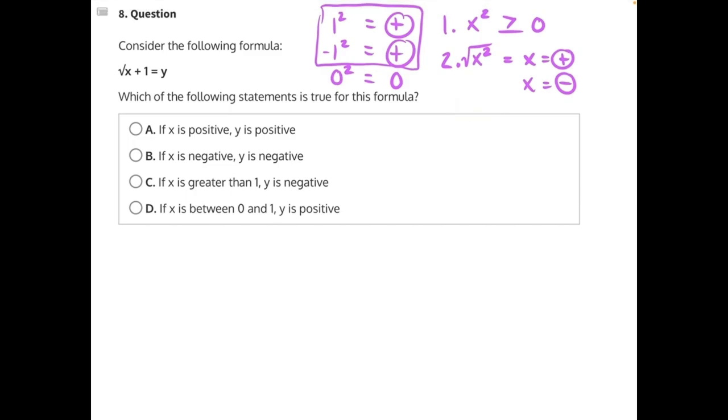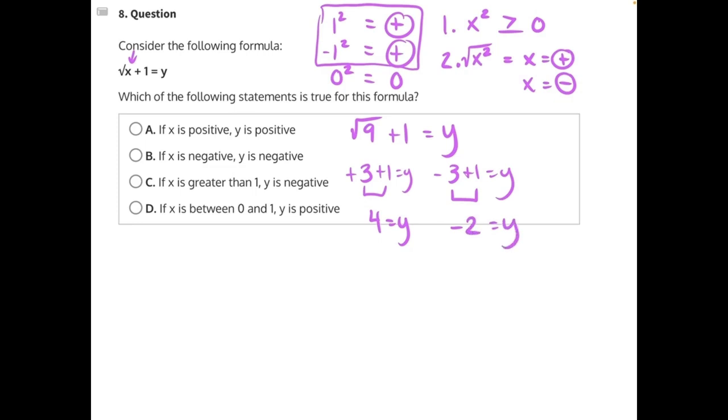A says if x is positive, y must be positive. This is not necessarily true. Let's pick a number that is an easy square root. I'll pick 9. If I were to plug in 9 for x, I'd have the square root of 9 plus 1 equals y. When I take the square root of 9, I would get positive 3 and negative 3, plus 1 equals y, plus 1 equals y. And I can solve both of these to find my values for y. 3 plus 1 will give me 4, and negative 3 plus 1 will give me negative 2. In this case, y is both positive and negative, not just positive, making A incorrect.